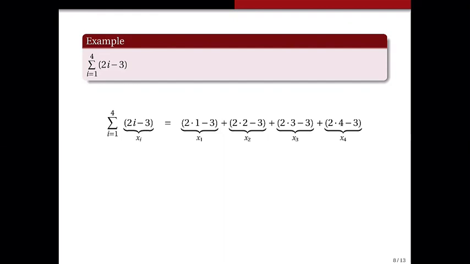And then, since you have expanded it this way, you can now calculate each. This guy here, 2 minus 3, that's negative 1. This here, 2 times 2, that's 4 minus 3, that's positive 1. Here we have positive 3, and then here we have positive 5. And then finally, you can just add these, and you will get positive 8. So this summation is equal to positive 8.